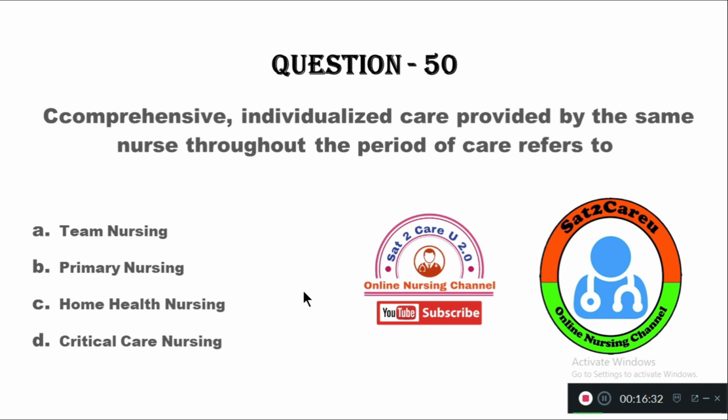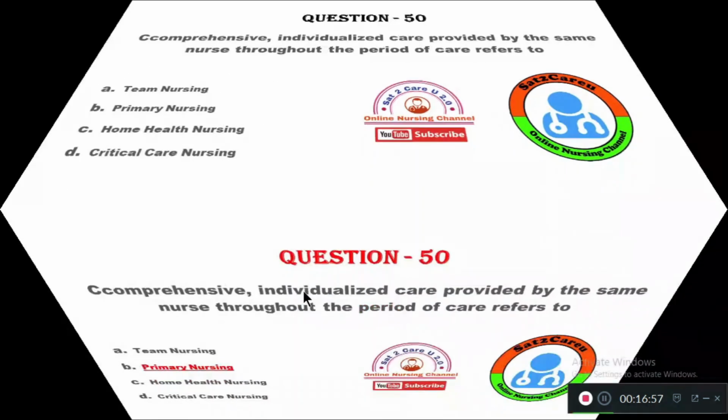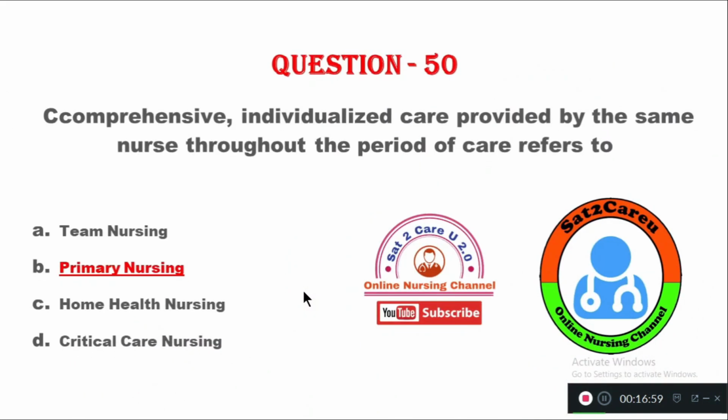Comprehensive individualized care provided by the same nurse throughout the period of care refers to option A, team nursing, B, primary nursing, C, home health nursing, option D, critical care nursing. The comprehensive individualized care provided by the same nurse throughout the period of care is referred to as, the right answer is option B, primary nursing. Now let's see the 51st question.